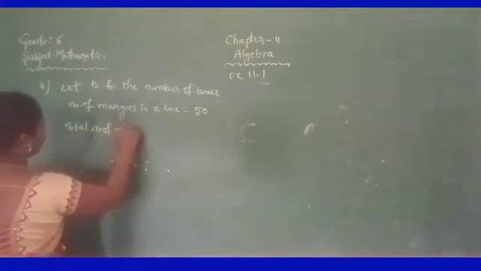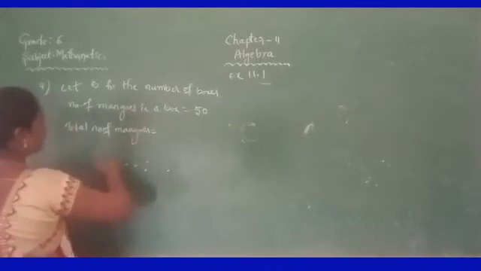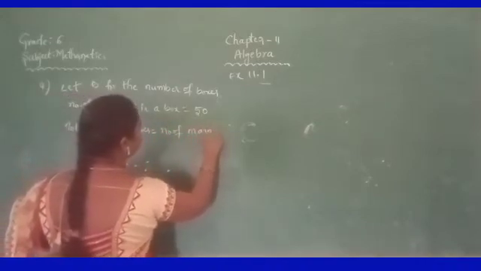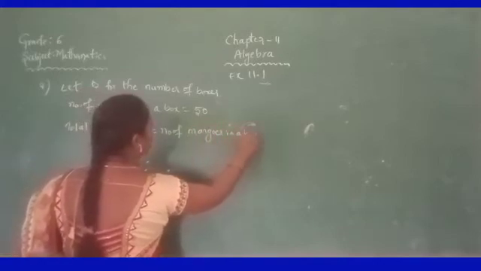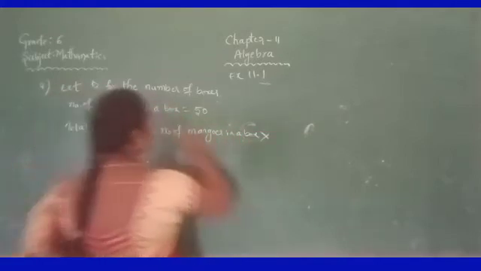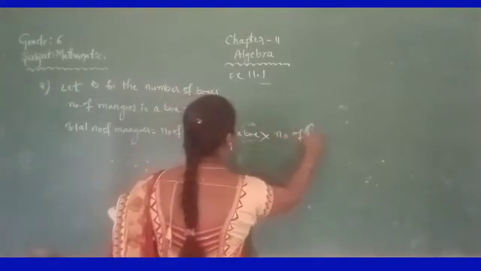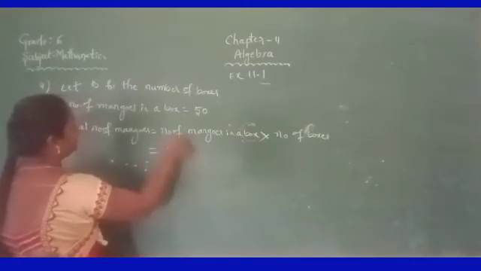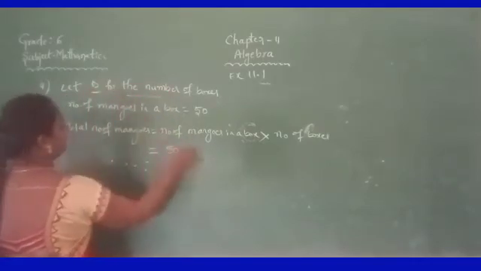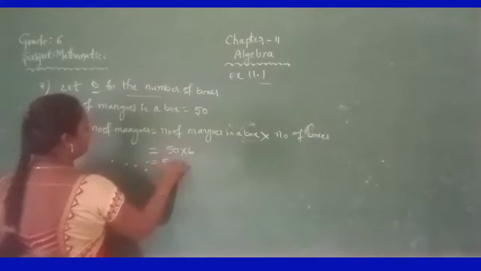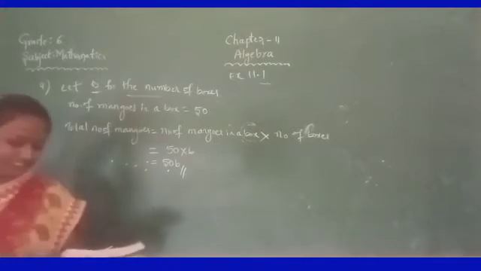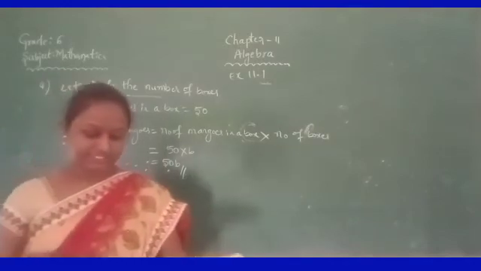Total number of mangoes is equal to number of mangoes in a box into number of boxes. Number of mangoes, there are 50, into number of boxes, here B. Then what is the rule? 50B. 50B. Right. Okay, next, the fifth question, same procedure I explained to you.